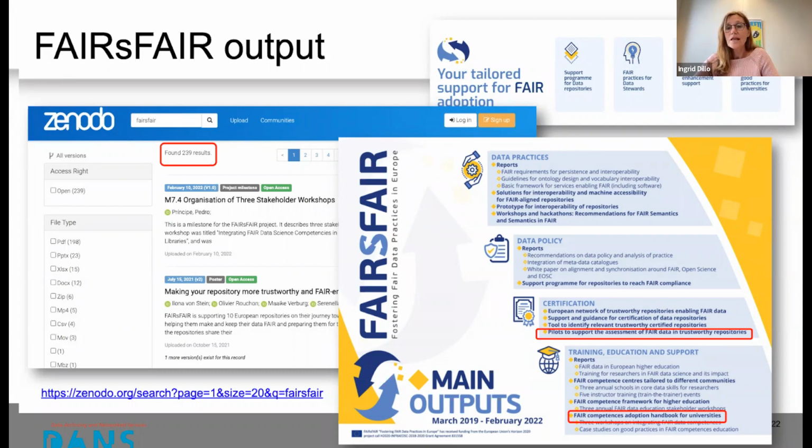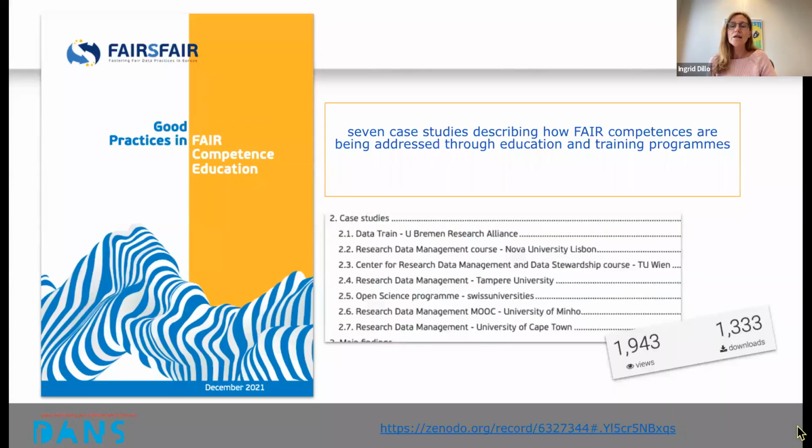If you are interested in any of the other outputs, you can find them on Zenodo, but of course also on the FAIRsFAIR website, where you will find the main outputs and a lot of information about them. So if you then move to the next slide, I would like to highlight 2 outputs that are closely related to the ones that we are diving into today. So I said that we will give a very close look to the adoption handbook, and that will be done by Claudia.